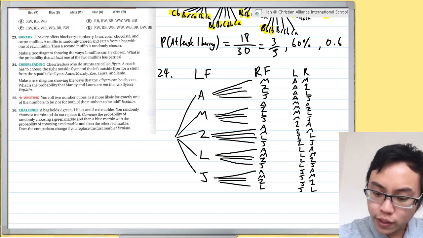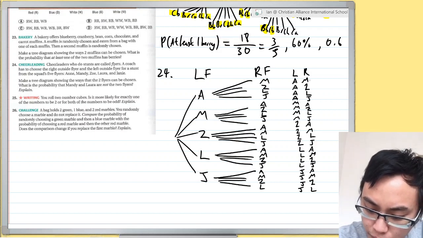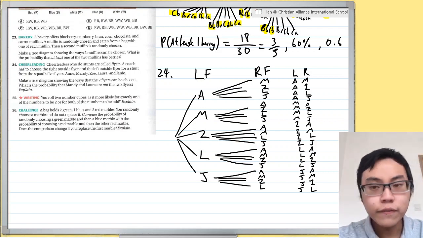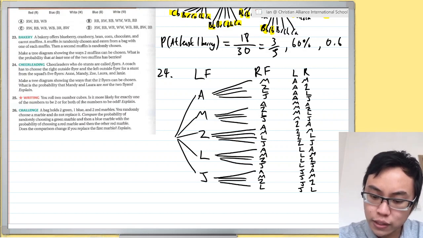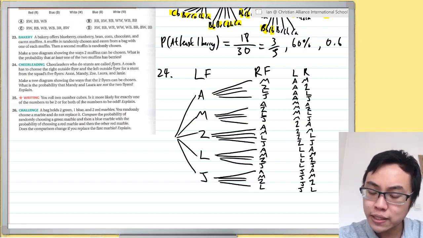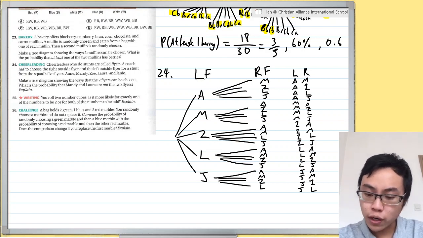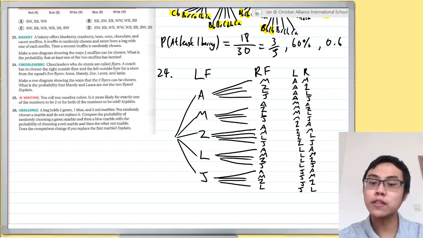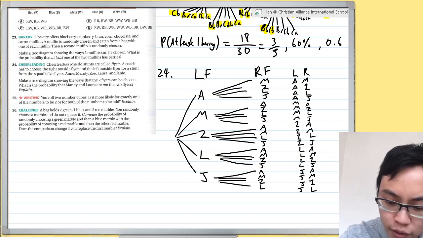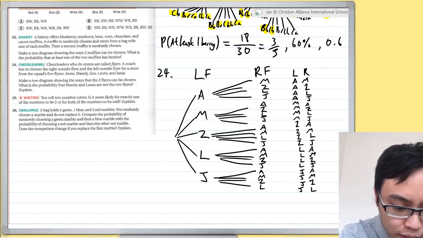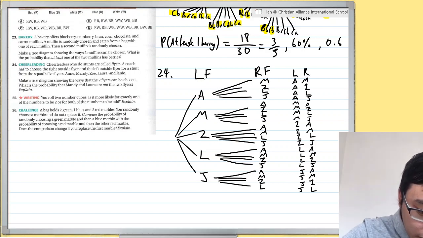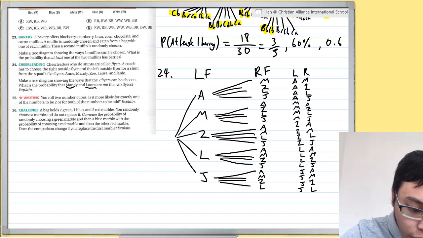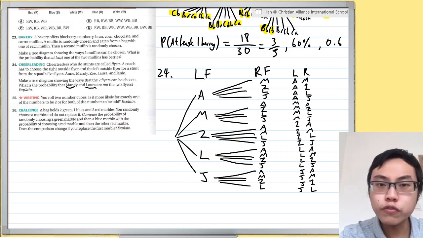Now you may be wondering, is A plus M the same as M plus A? They're not the same, because if Anne is at the left side and Mandy's at the right side, there is a different outcome where Mandy's on the left side and Anne is at the right side. So they're not the same. So now let's look at the question again. It says, what is the probability that Mandy and Laura are not the 2 flyers?